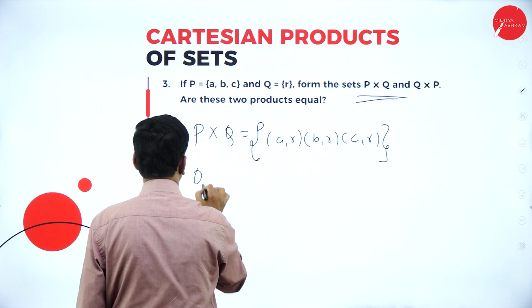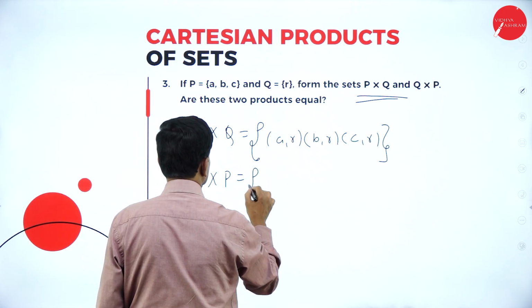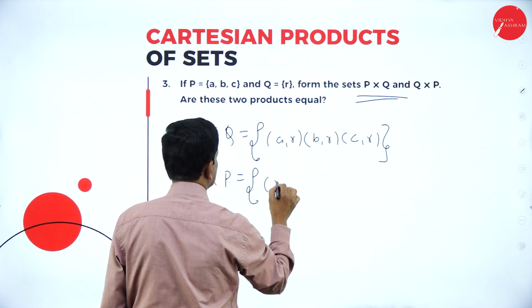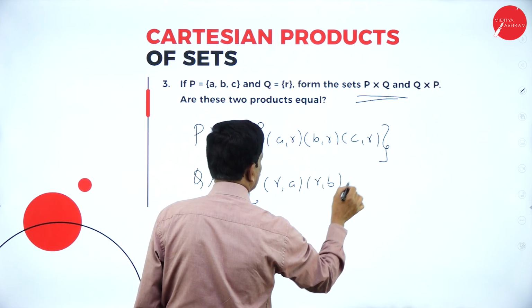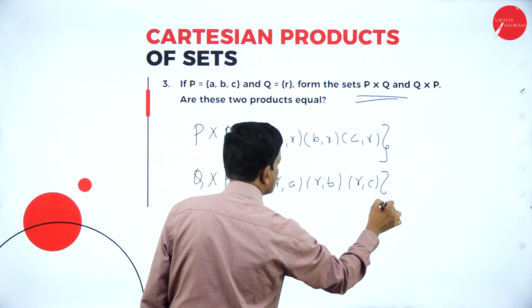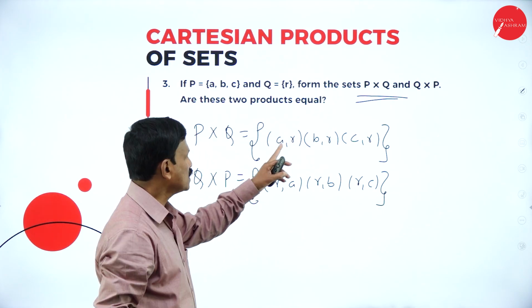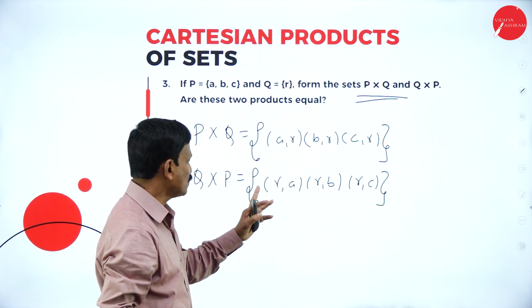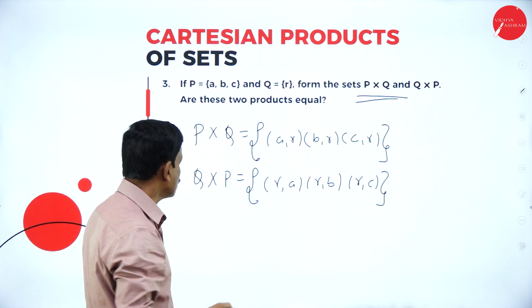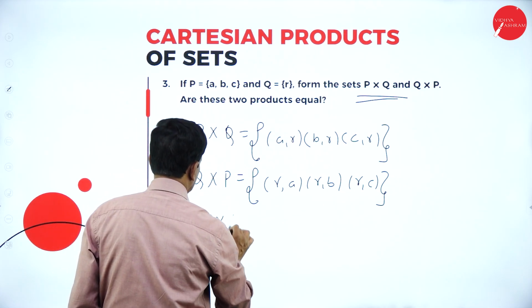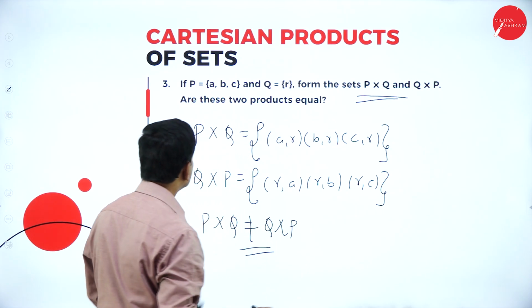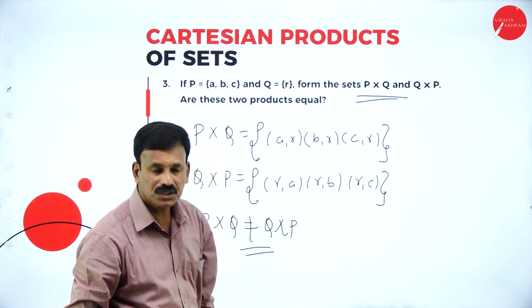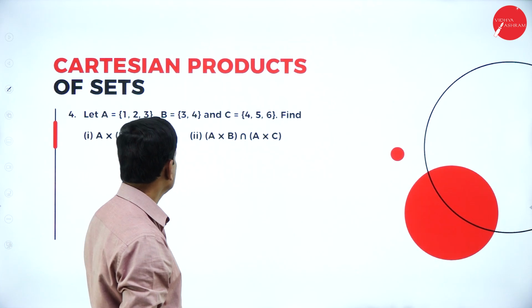Again Q cross P. So here the first element is R: (R, A), (R, B) and (R, C). What do you say from these two? Here the second element is R, R, R, whereas here the first element is R, R, R. So they are not equal. So P into Q is not equal to Q into P. These two products are not equal. Now, move on to the next one.